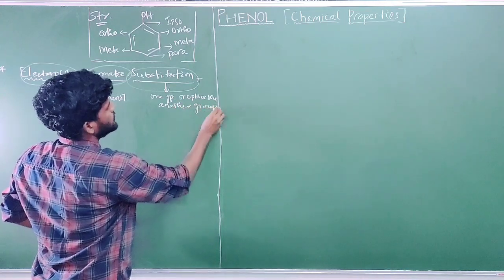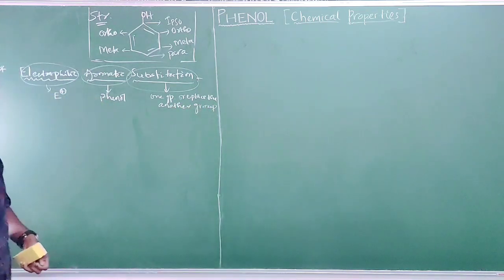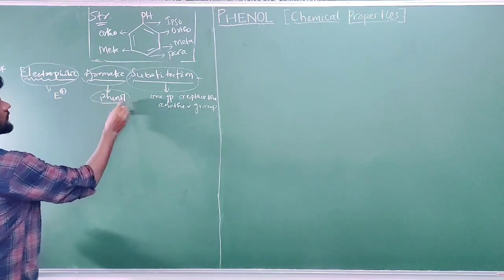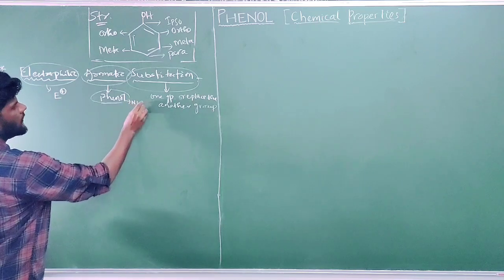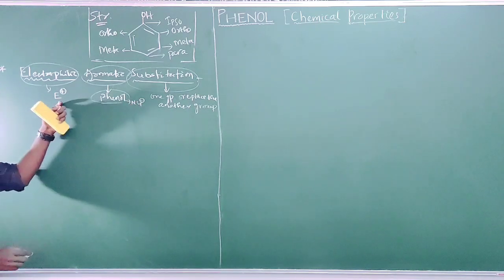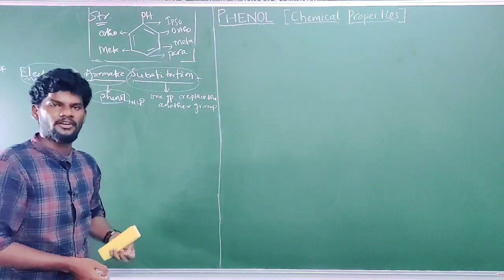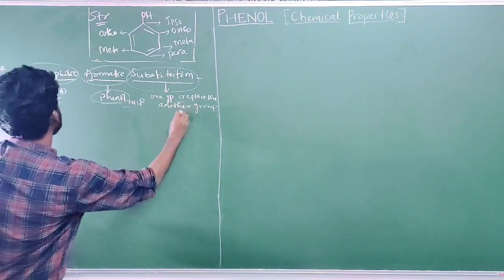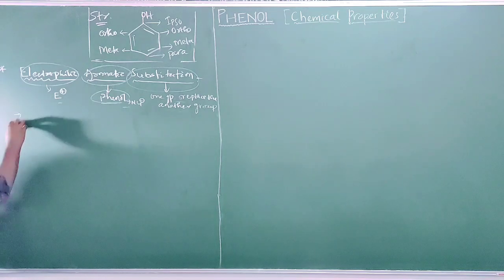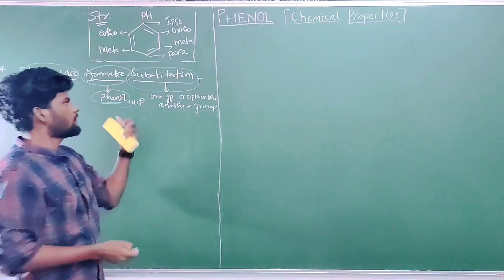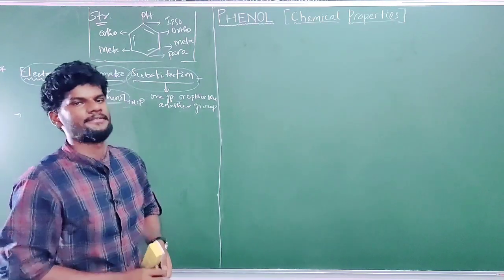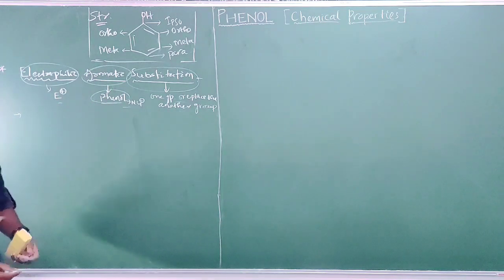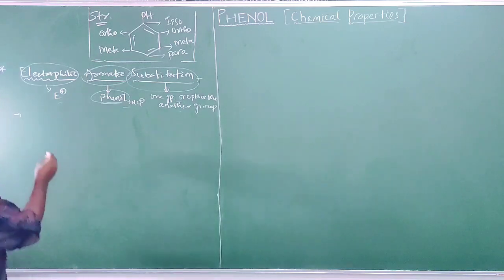So in a reaction we need an electrophile and a nucleophile. The benzene ring in phenol behaves as the nucleophile, and the electrophile you will get from the reagents in different reactions. So with electrophile and nucleophile, the substitution reaction takes place. Do you think phenol undergoes electrophilic aromatic substitution? Yes, phenol undergoes it. Then what is the mechanism? Let us study.